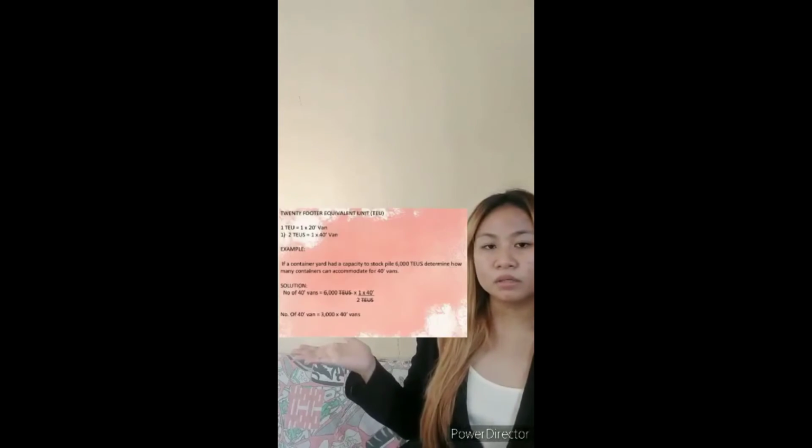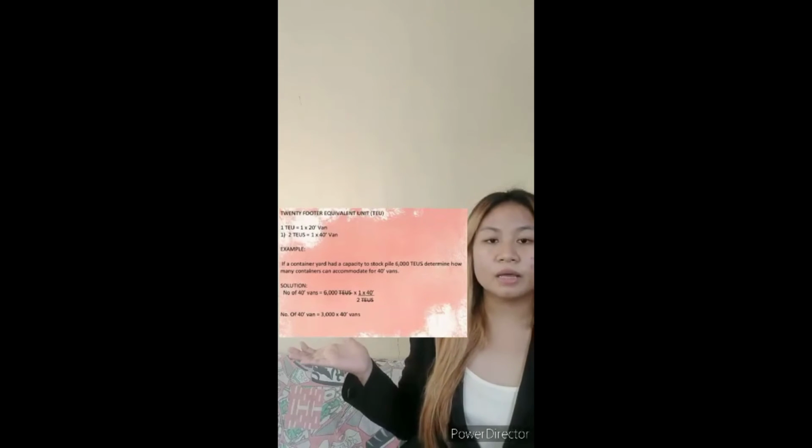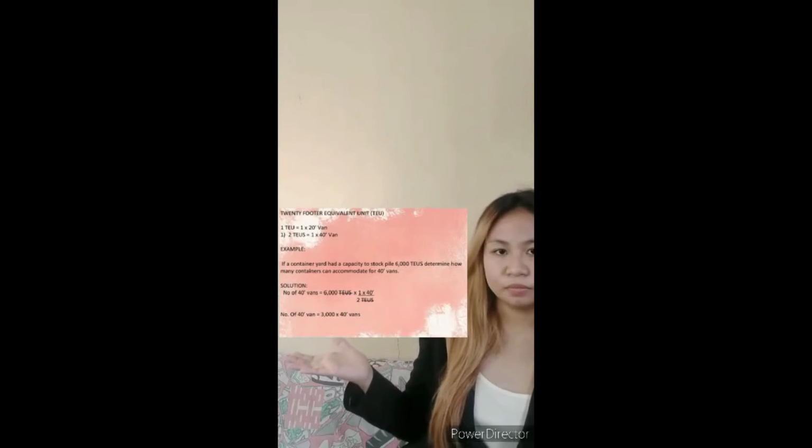20-footer equivalent unit or TEU. 1 TEU is equal to 1 by 20 van and 2 TEUs is equal to 1 by 40 van. So here's my example. The problem is asking how many containers can be accommodated by a 40 van. That's why I came up with that solution.